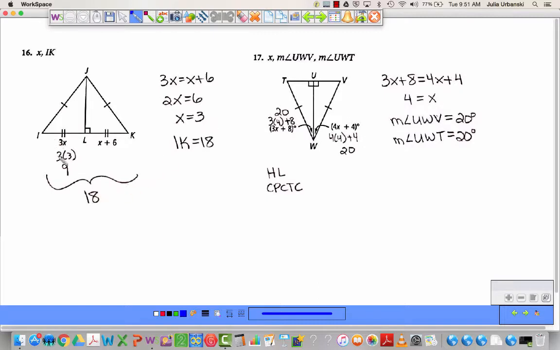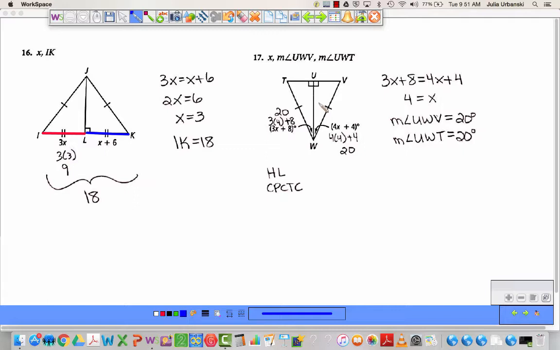Now to figure out what IK is, from I all the way over to K, you have to plug in x equals 3. For this part, 3 times 3 is 9. But for the other part, 3 plus 6 is 9. So you really have to do 9 and 9 makes 18.